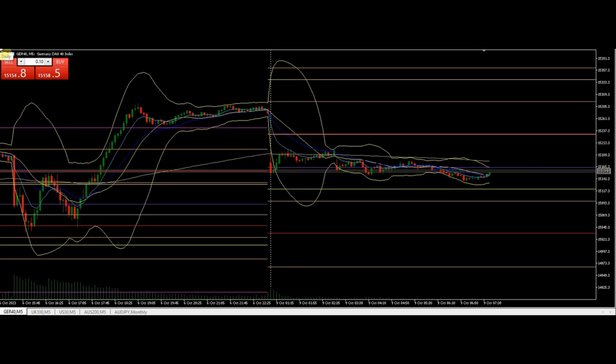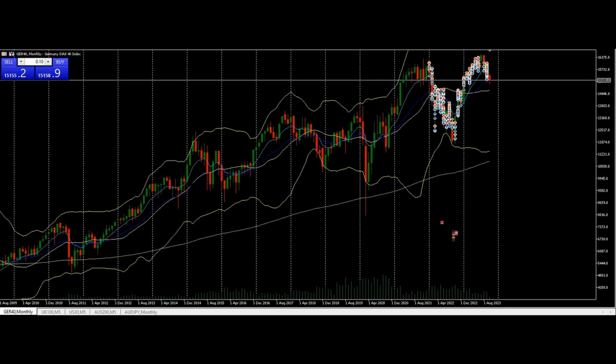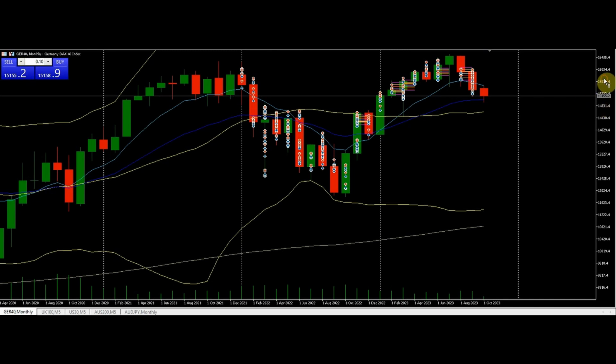A quick overview of the longer term outlay. So we've got the monthly chart. We've had 3 losing months so far. This month is currently losing, and then 2 months prior we were heading down. We've hit a moving average of 20, so 20 months. That's the moving average. We've tapped it.